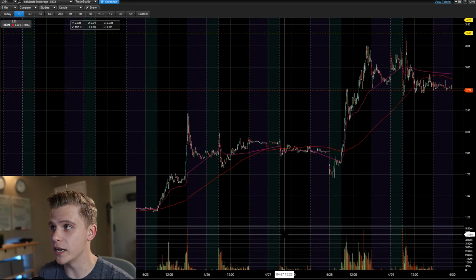But without any more time wasted, let's get into the screen share to show you these two setups and these two stocks. All right, so here we are on my screen share.